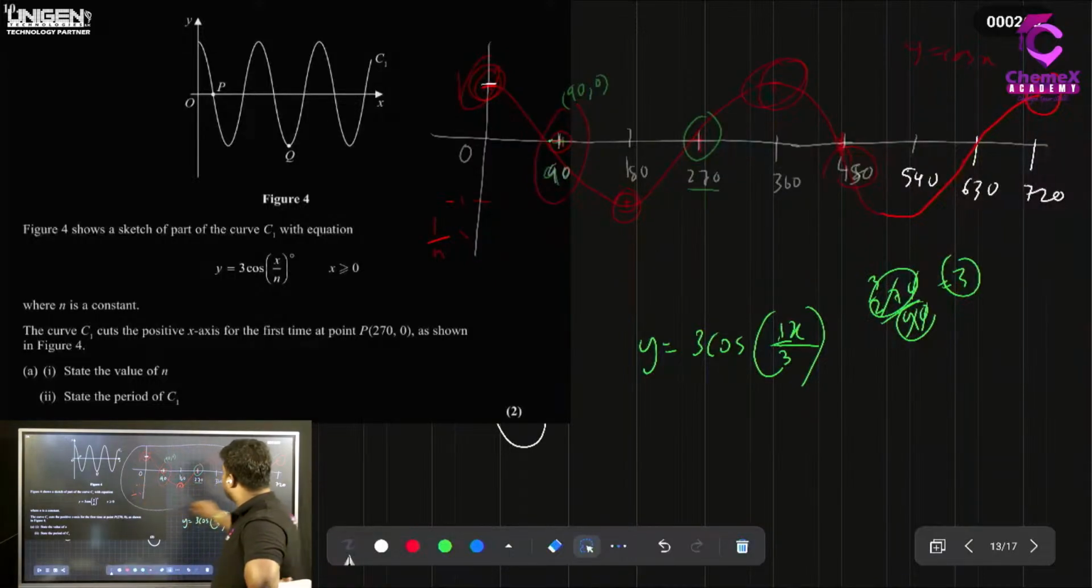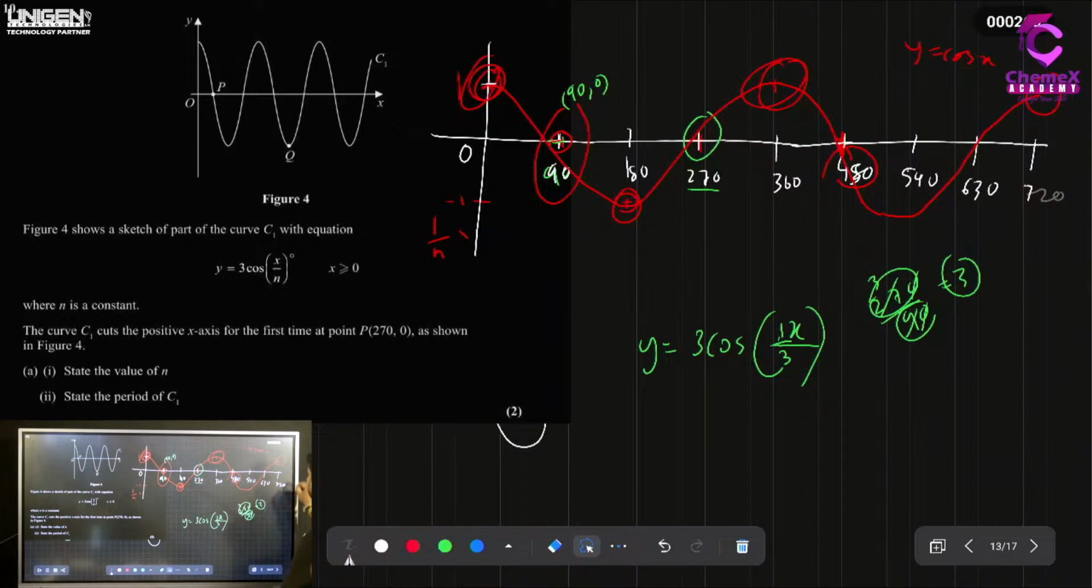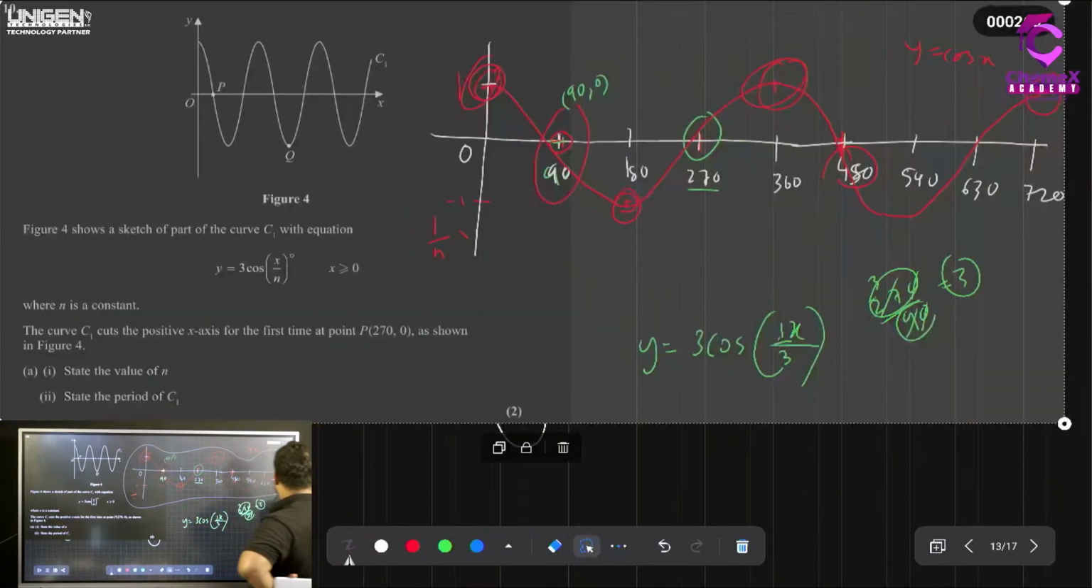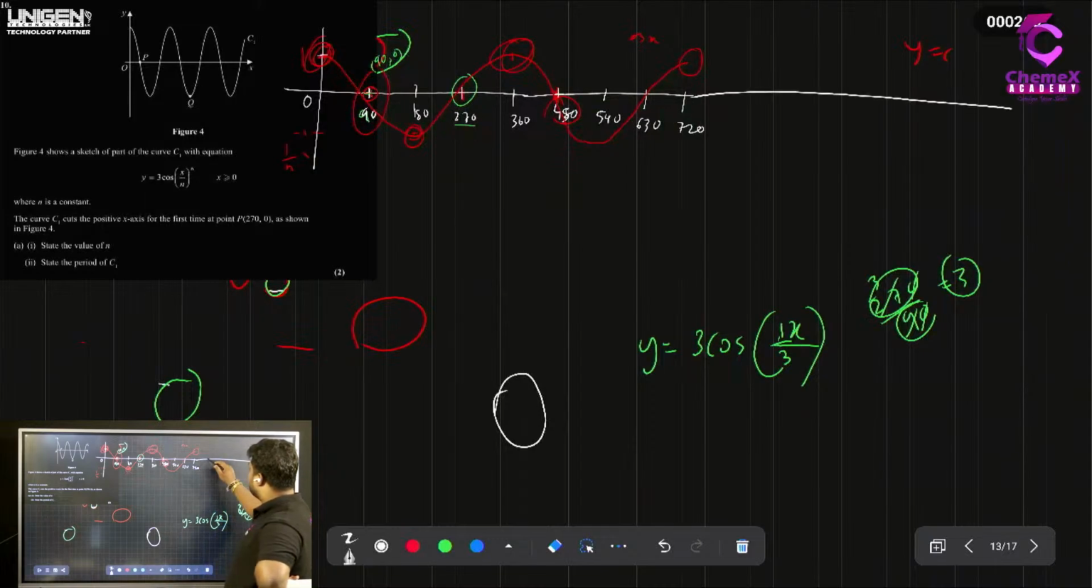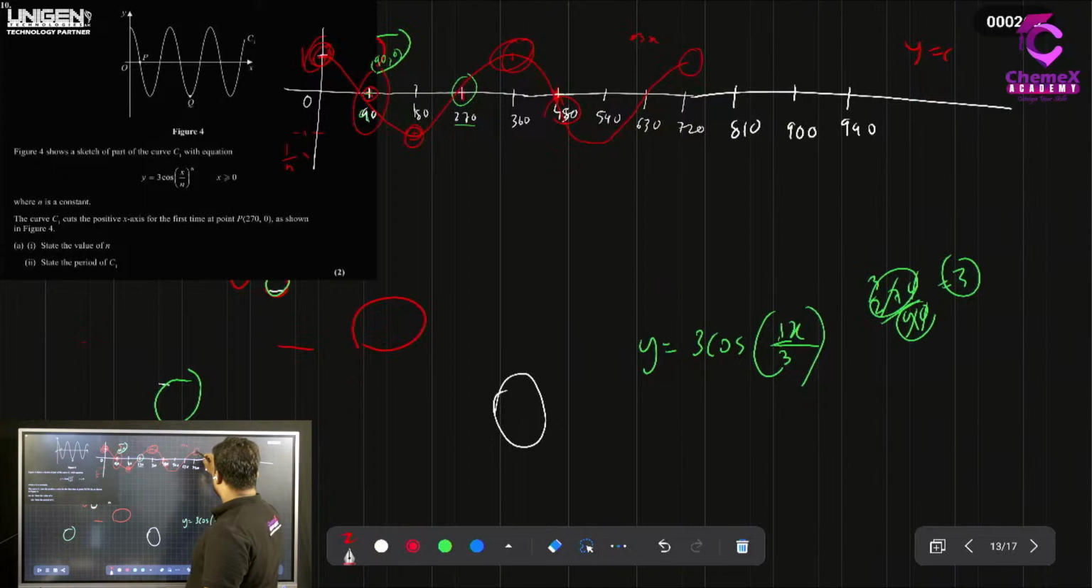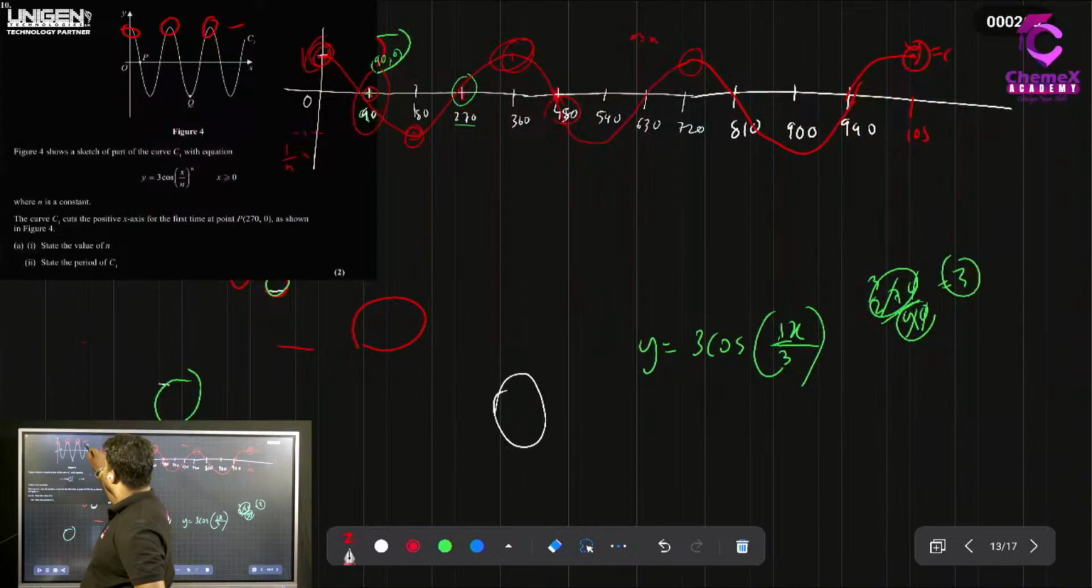Yeah, let me make it small. Okay, I should explain this. It goes like this: 720 plus 90 is how much? 810, plus 90 is 900, plus 90 is 990. Now the red one goes up like this, then comes down again, and then 990 plus 90 is 1080, going up again to here.